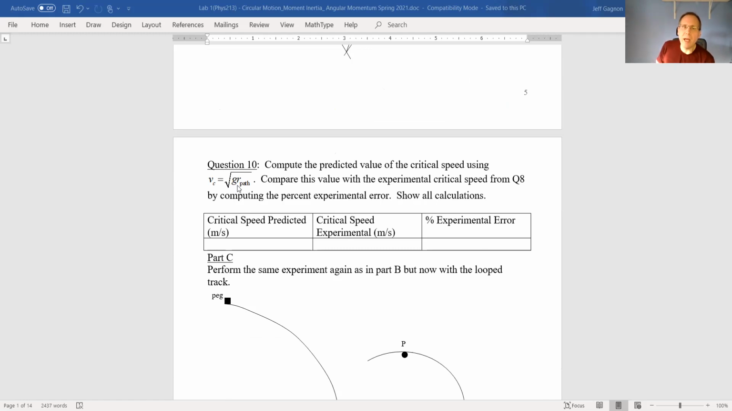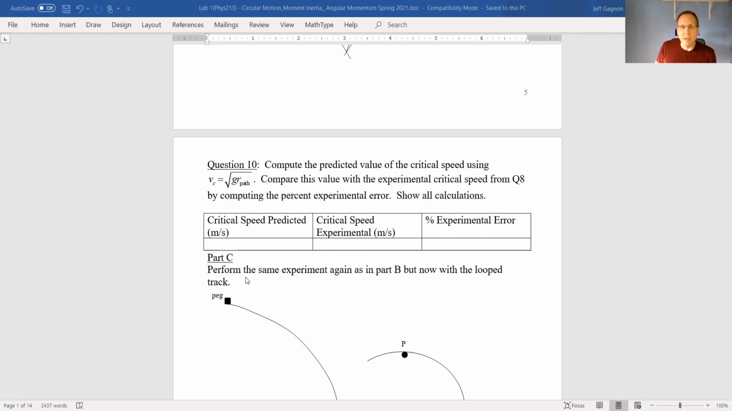Okay, now you want to compare. So the other part of question 10 is compare your predicted or theoretical critical speed to the experimental critical speed that you got from question 8 by computing the usual percent experimental error. And make sure you show me that calculation.